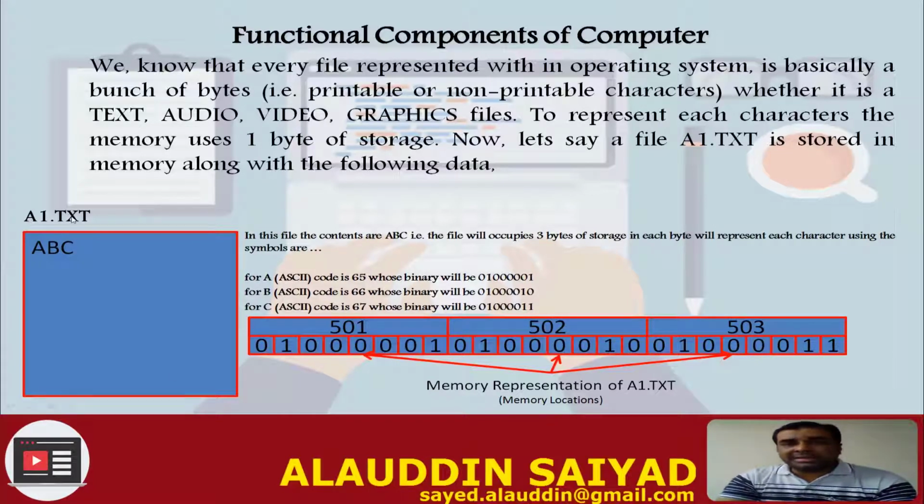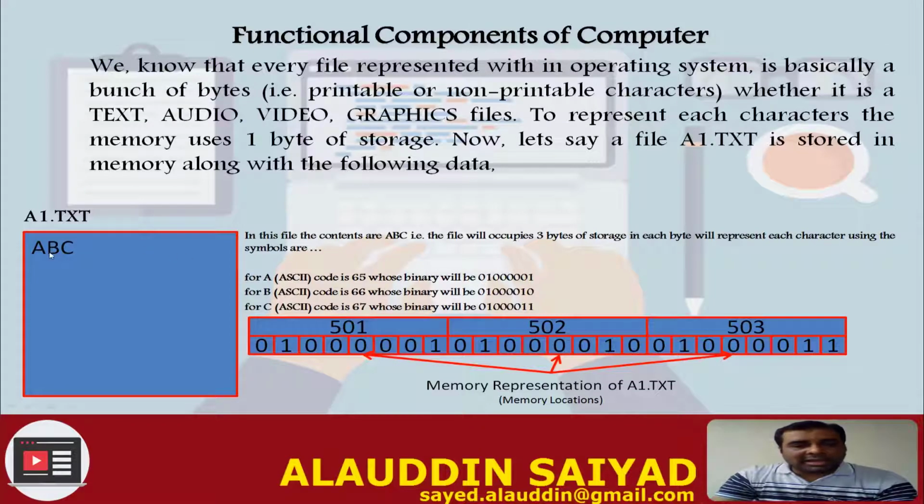Assume that a1.txt, that is a notepad file, contains the text ABC. The file will occupy 3 bytes if we consider 1 byte per character storage. It will represent each character using symbols. We already studied the ASCII numbers, Unicode as well as ISCII concepts. So capital A is numbered 65. That's the unique identifying number through which the computer identifies that this character is capital A, and the binary equivalent for 65 is 0 1 0 0 0 0 0 1.